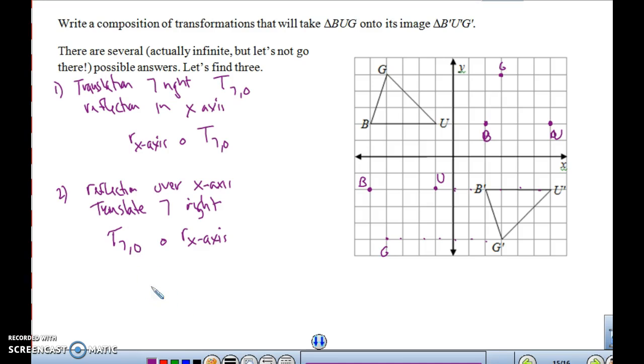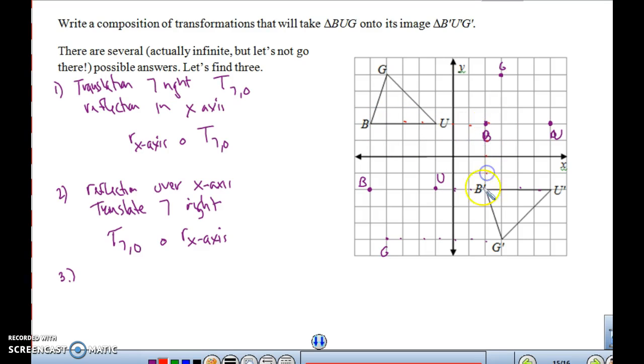Now, there's a lot of ways that you could do this. There's one more that we could do. What else could we do? Well, what if we did so that it lines up and then flip it on top of itself? So what if we did this? I'll do it in a different color so you see what I'm talking about. I'm getting B to match up with B prime. 1, 2, 3, 4, 5, 6, 7.